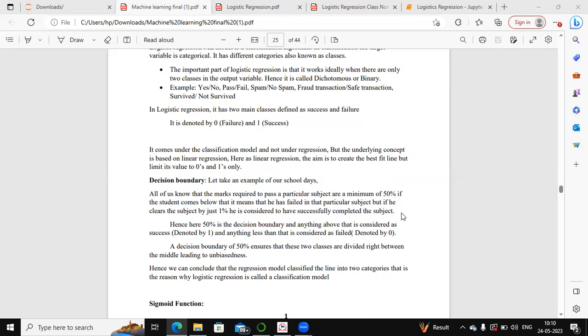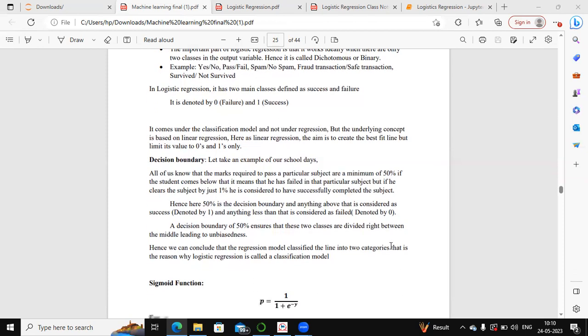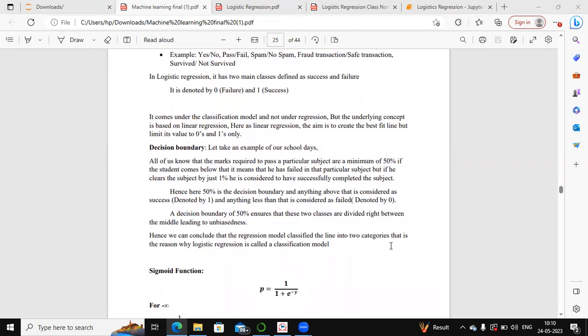A decision boundary of 50% ensures that these two classes are divided right in the middle, leading to unbiasedness. That's why we take 50% as the threshold. It makes sure that the decision boundary is divided in equal amounts. Hence we conclude that the regression model classifies the line into two categories. That is the reason why logistic regression is called a classification model.